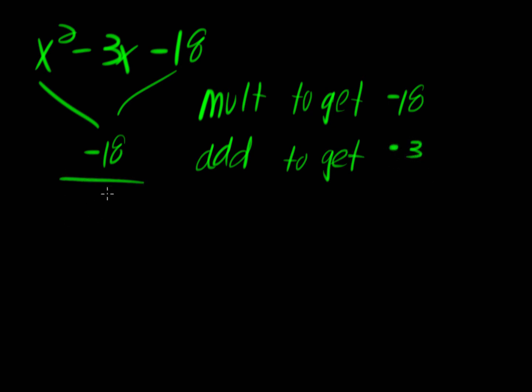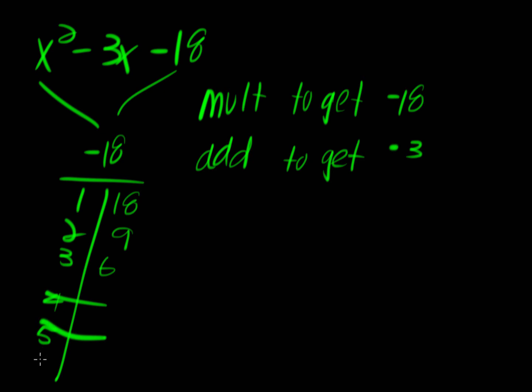So let's try this out. I want to list all my factors of 18 first. So I have 1 times 18 and 2 times 9, 3 times 6, 4 doesn't go into it, 5 doesn't, and I have 6 times 3. Now I want to think about the fact that I have to multiply to get a negative 18. You can see that positive 6 times positive 3 is not negative 18, it's positive 18. So we know that when we multiply to get a negative number, one of the numbers has to be negative. They're going to be different signs.